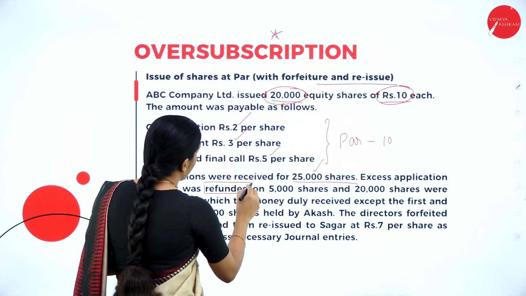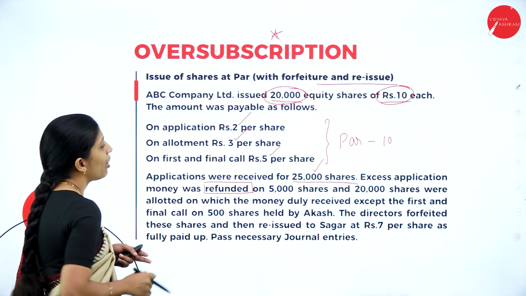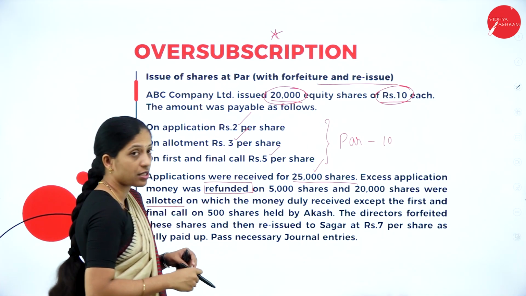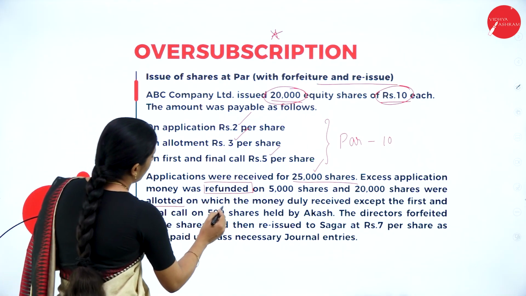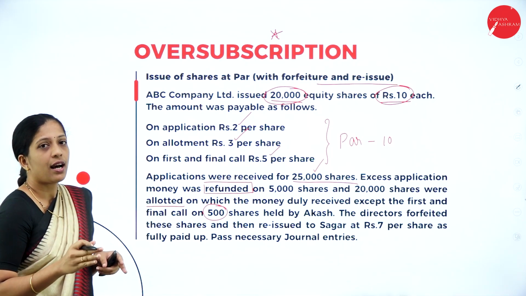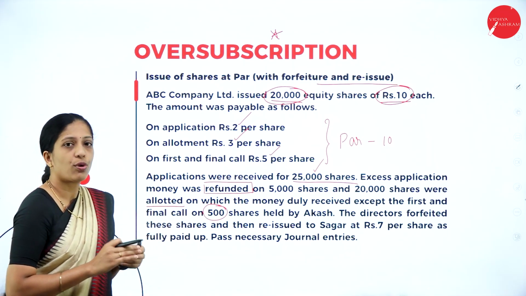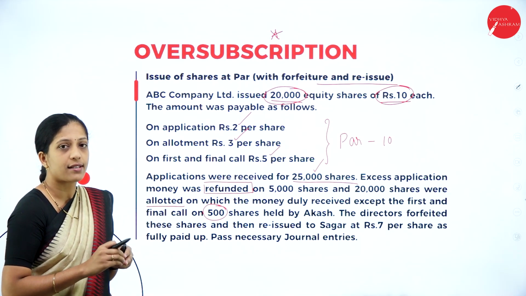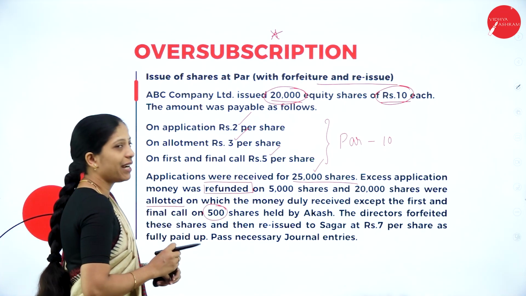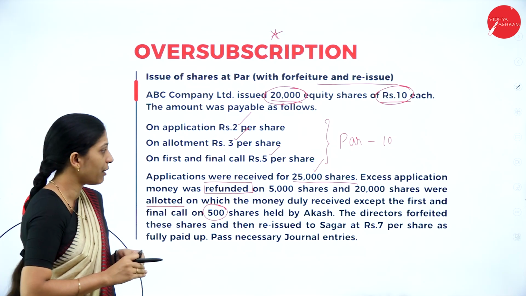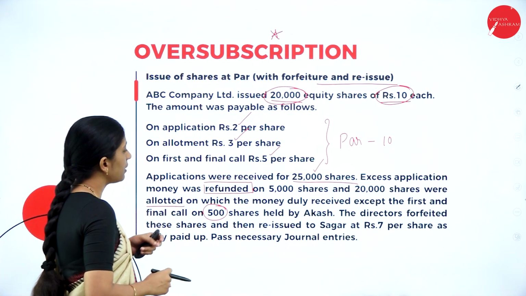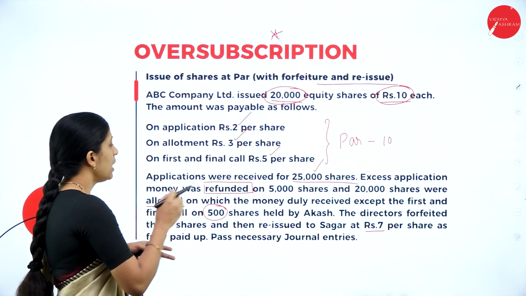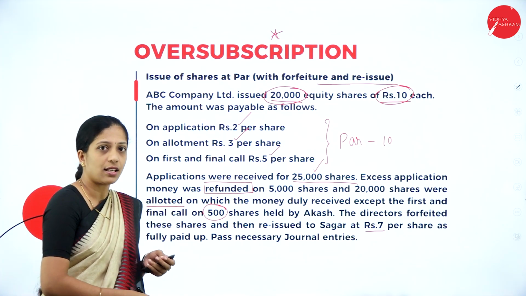So they are going to refund that amount to the shareholders on 5,000 shares, and 20,000 shares were allotted on which the money was duly received except on first and final call on 500 shares. Here also there are calls in arrears, where 500 shareholders have not paid. Among the 20,000 shares itself, 500 shareholders have not paid their first and final call money. The directors forfeited these shares and reissued them to Sagar at rupees 7. They are reissued at a discount, and fully paid up. Pass necessary journal entries.